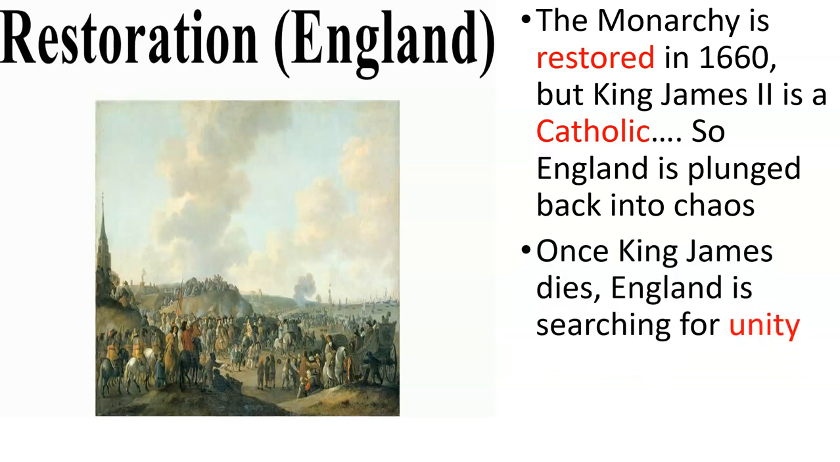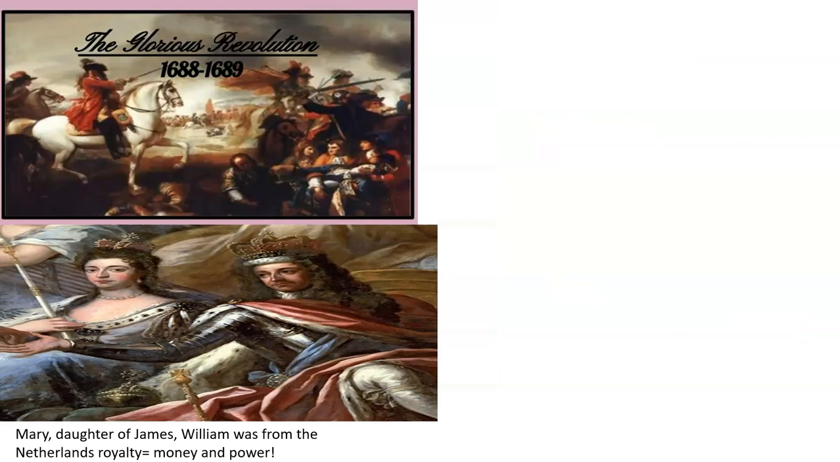So they're waiting for King James to die. When he does, England's left in this situation, like, we need some unity. And so here's what they do. They go to King James II's daughter, Mary, and they say, Mary, you know, will you be a Protestant? And Mary's like, yep, I'm a Protestant.